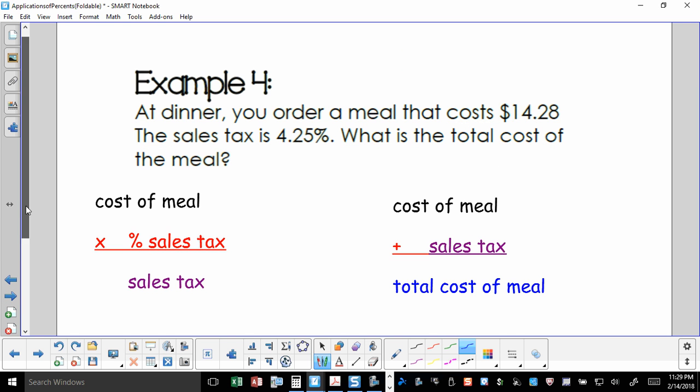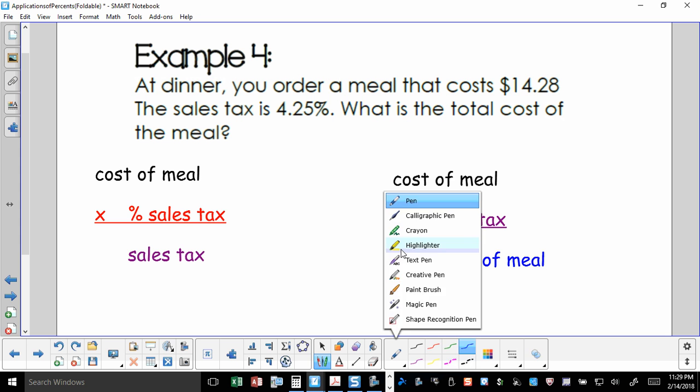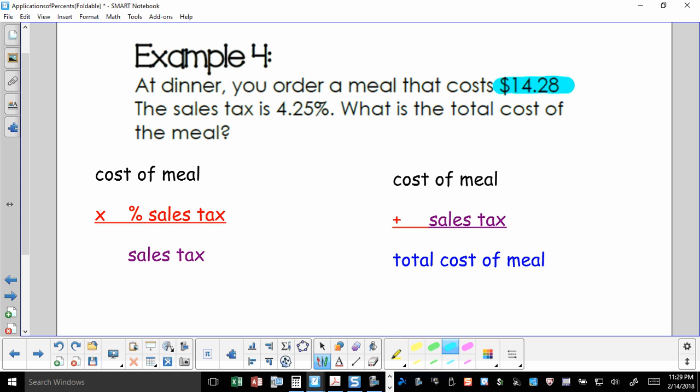All right, at dinner you ordered a meal that cost $14.28. The sales tax is 4.25%. What is the total cost of the meal? So the meal costs $14.28. We need to add some tax in there, and we need to then calculate the total cost. So what do we know? The cost of the meal is $14.28. Now, the sales tax, we move the decimal two places, is 0.0425.